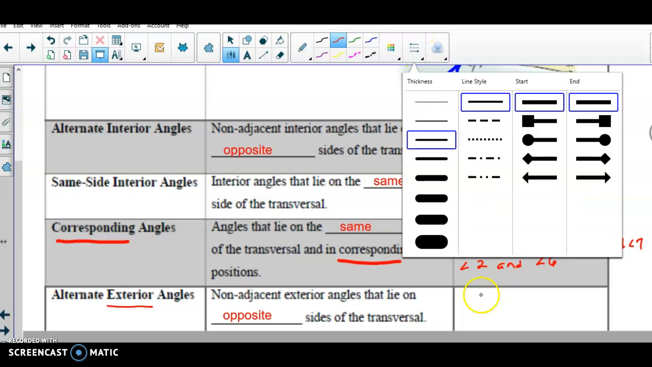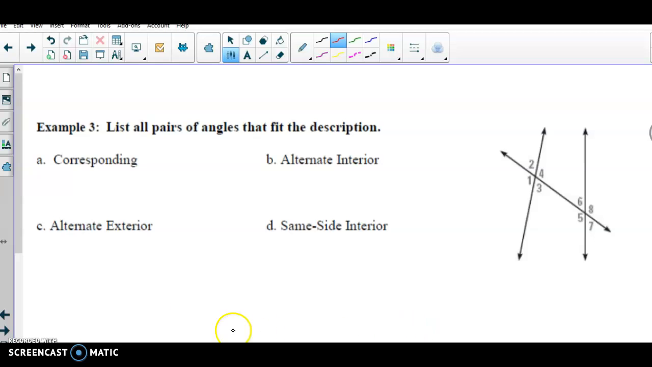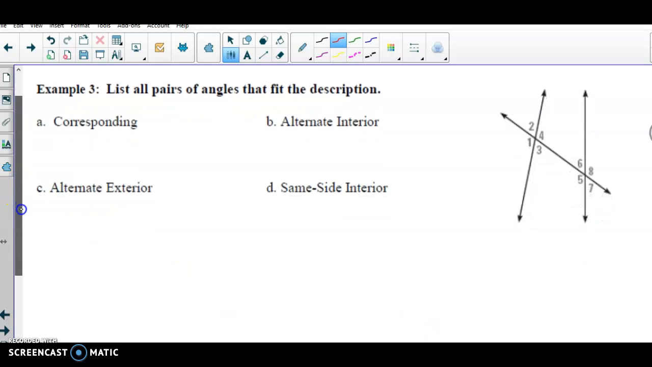So if I put these down here, I said angle 2 and I think it was angle 7. No, it was 2 and 8. I apologize. Angle 2 and angle 8. The other pairing is angle 1 and angle 7. Okay, so why don't you do this one on your own, pause the video, and then come back and see if you got them right.